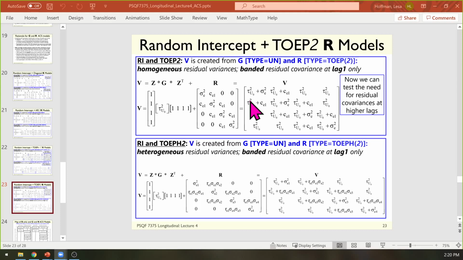But yes, that's what I was sort of going for, is just vocabulary. G is the level 2 things that vary across people, like the intercept here. R is within-person residuals, and you put them together and you get the marginal prediction of all the correlations across time. That's V. Okay. Others? Thank you for the questions. I appreciate that.